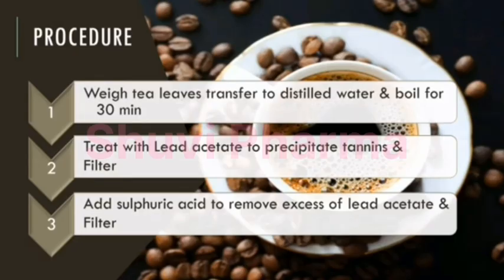Then it is filtered, and to the filtrate, lead acetate is added, and a white precipitate is obtained. That white precipitate indicates the tannins, and it is filtered again. Then to the filtrate, sulfuric acid is added, and again a white precipitate is obtained. This process removes the excess of lead acetate from the solution, and after that it is filtered again.